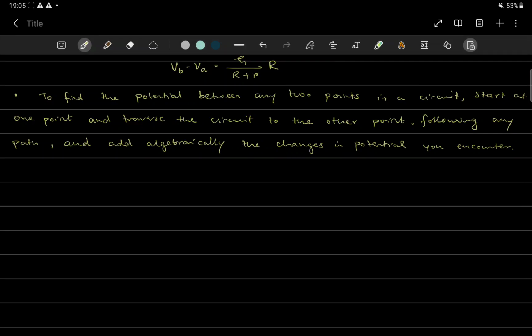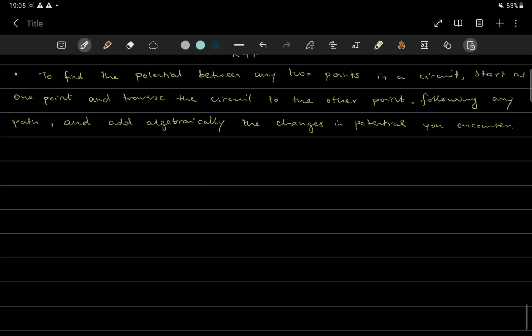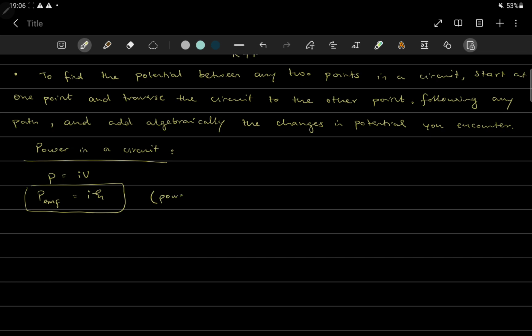Now furthermore, there's a couple of definitions that I want to include, like for example the power in a circuit that has an EMF. Now we already know that P is equal to IV, and since the EMF has the same dimensions as the voltage, in that case the power due to an EMF can just be substituted as the following. Okay, this is the power of an EMF device.